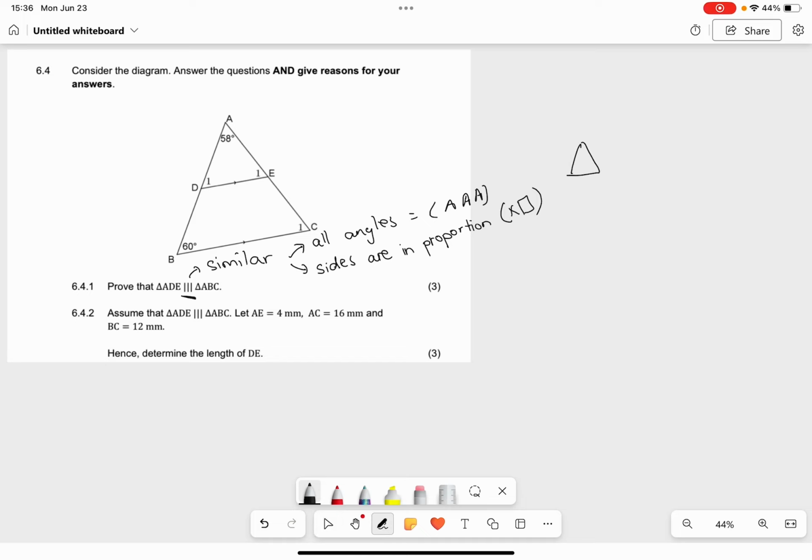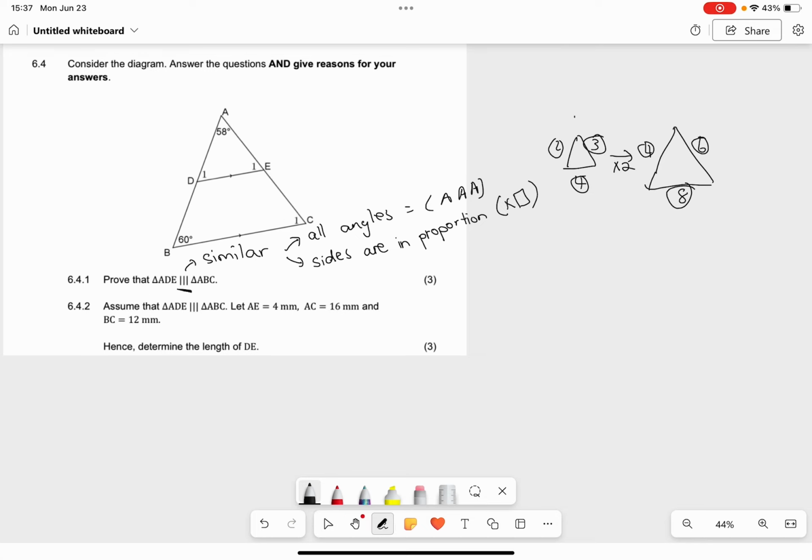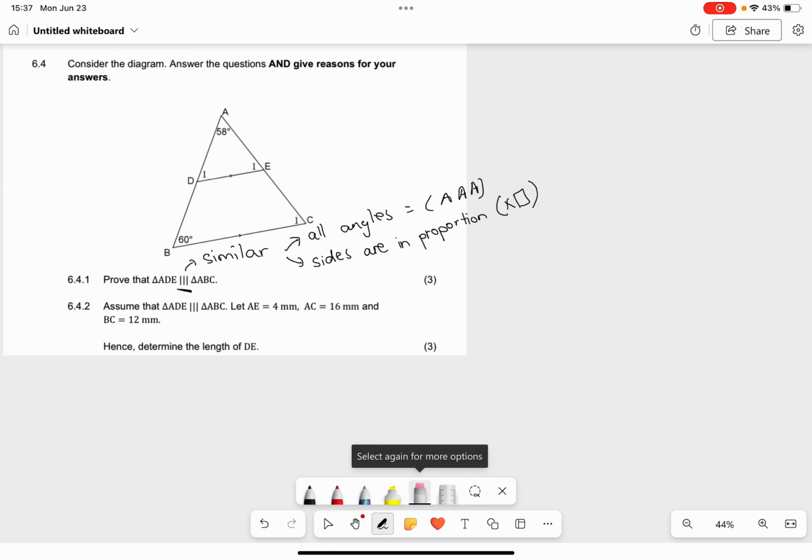For example, if I give you a triangle that is 2, 3 and 4 centimeters, then I multiply all sides by 2. In other words, I enlarge it by a factor of 2. Multiply 2 by 2, I get 4. Multiply 3 by 2, I get 6. Multiply 4 by 2, I get 8. Can you see that this is half of this, this is half of this, and this 4 is half of 8? Since I've multiplied this triangle by a factor of 2, it gives me another triangle which is bigger, but we say it's similar because the sides are in proportion.